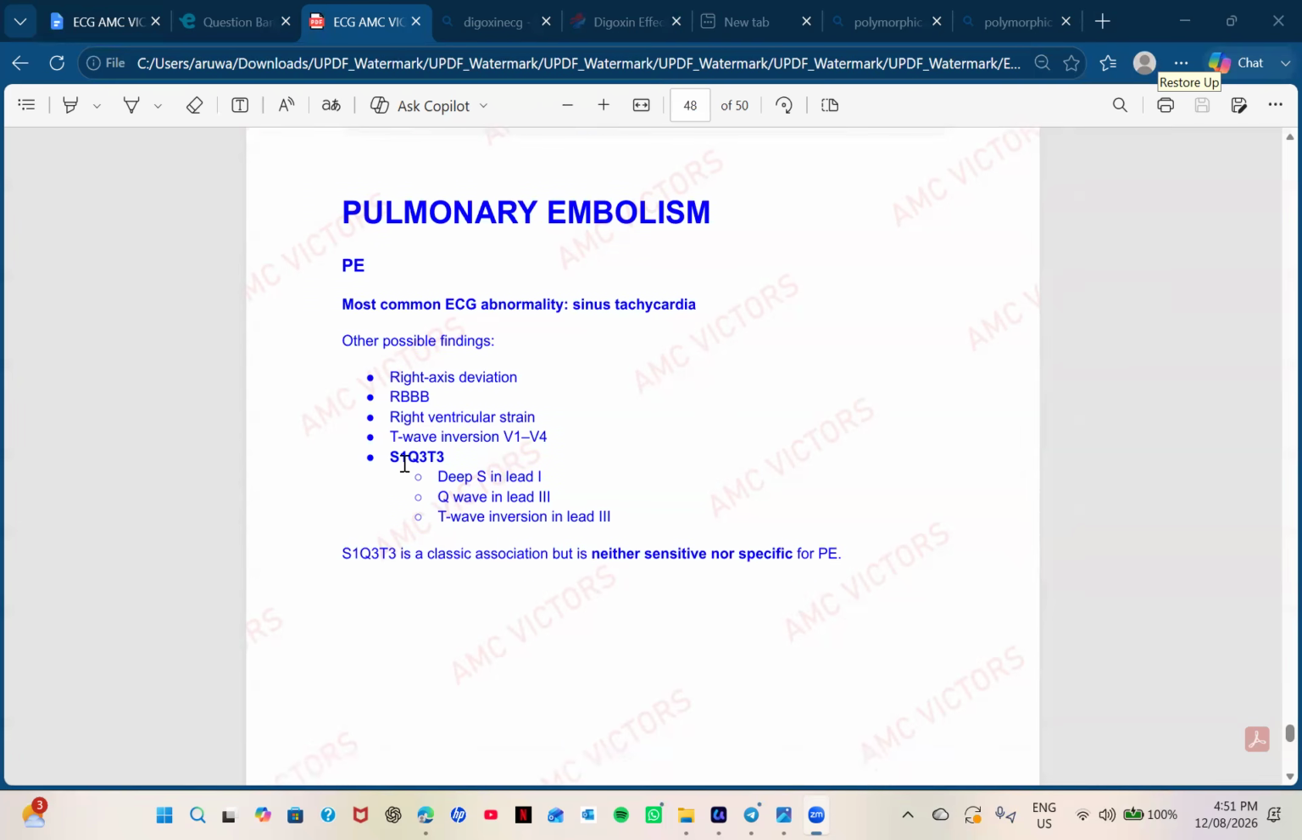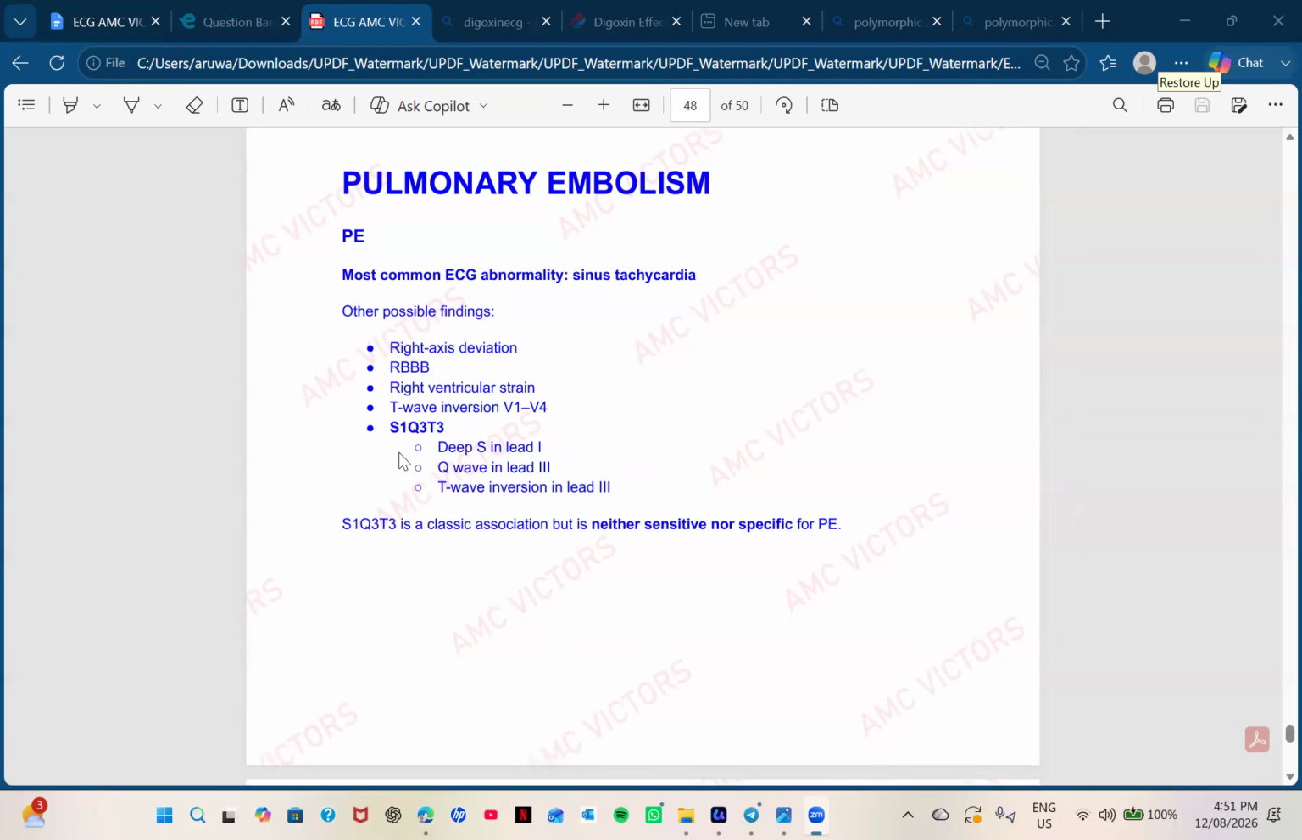But this is a specific one, but rarely present, right? Not all cases present it. Rarely we can find this S1 Q3 T3 pattern. Other than that, you can see right axis deviation, right bundle branch block, right ventricular strain, T wave inversion in V1 to V3, and the S1 Q3 T3 pattern.